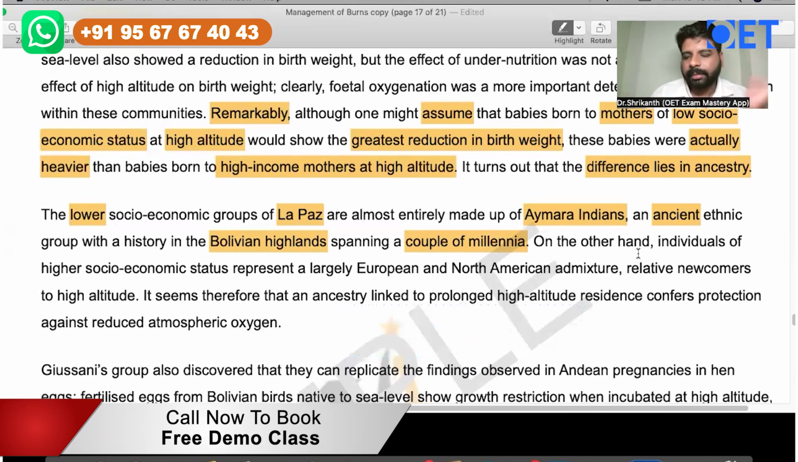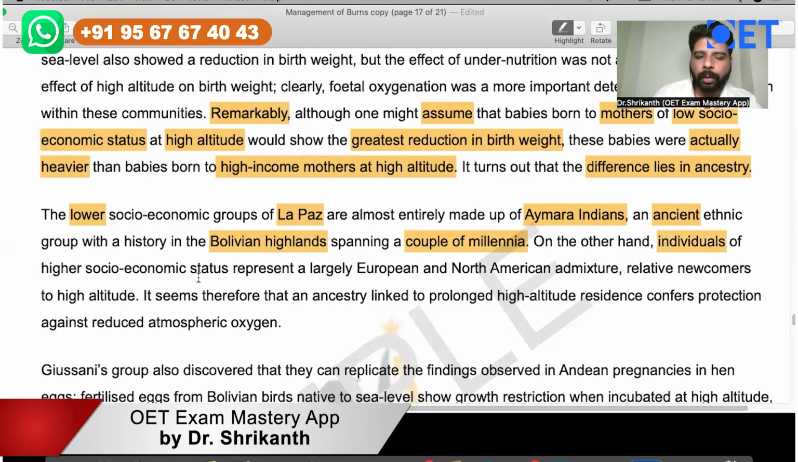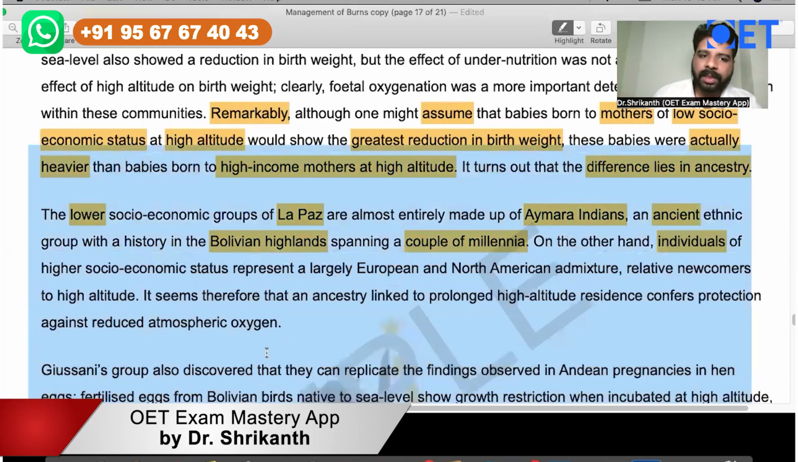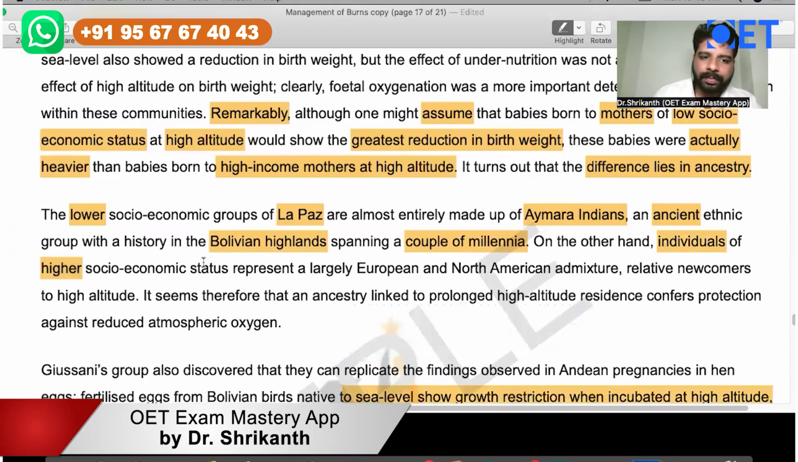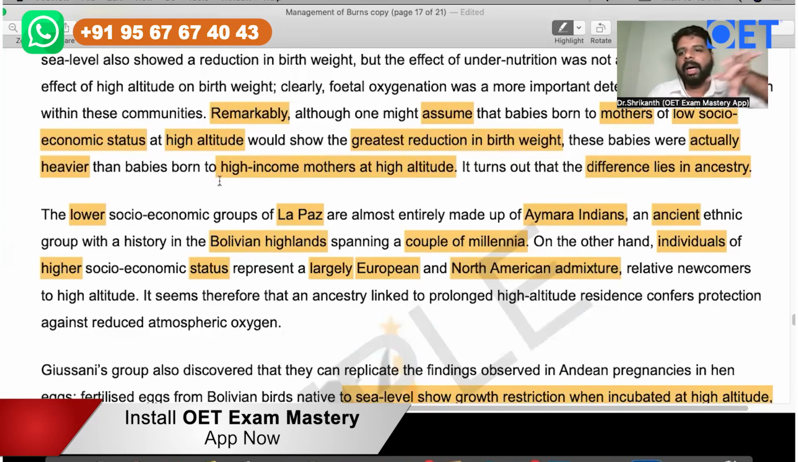On the other hand, individuals of higher social economic status. Higher social economic status basically means what? The rich people. Now, the rich people represent a largely European and North American admixture. Okay, so poor people are the Aymara Indians who have been living there for the past 2000 years. Now we have rich people. Now who are the rich people?